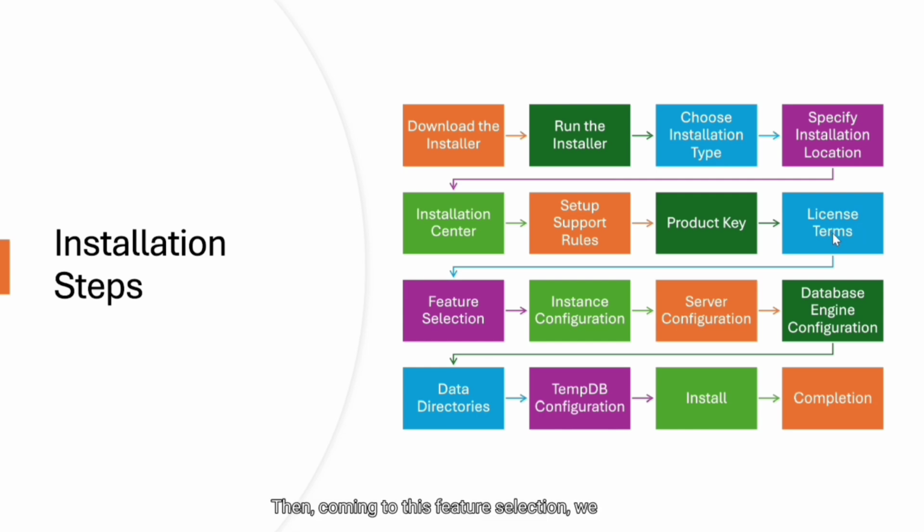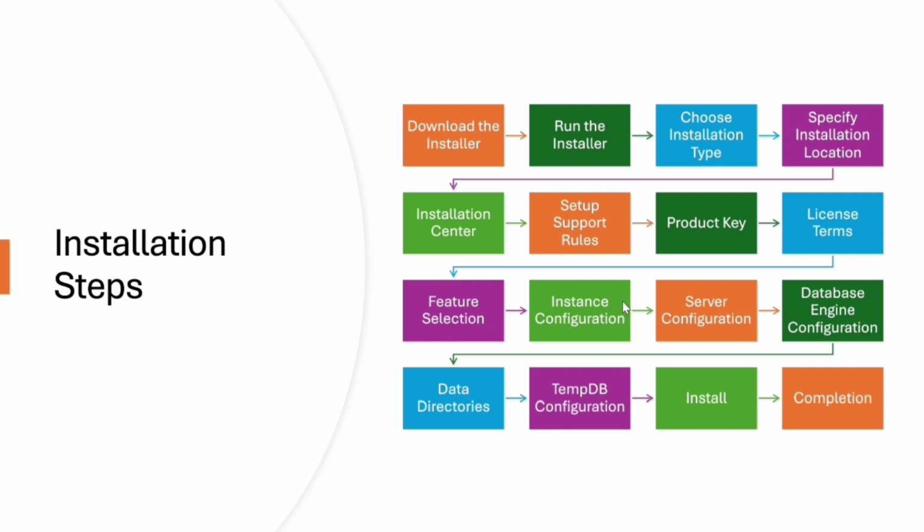Then coming to feature selection, we need to select some features, instance features that are required to run the application. I'll tell you which features are required. After feature selection, we'll have the instance configuration. In instance configuration, there are two options, default instance and named instance. We need to select the named instance and give the instance a name.